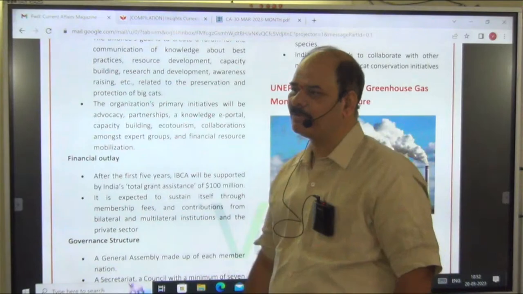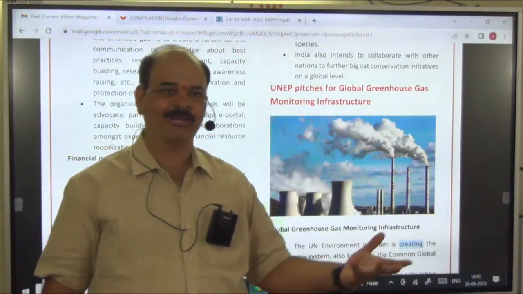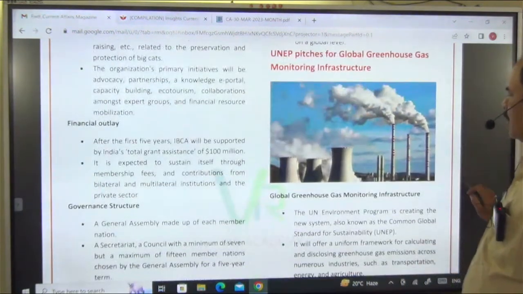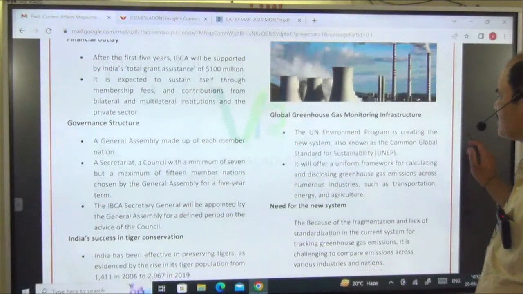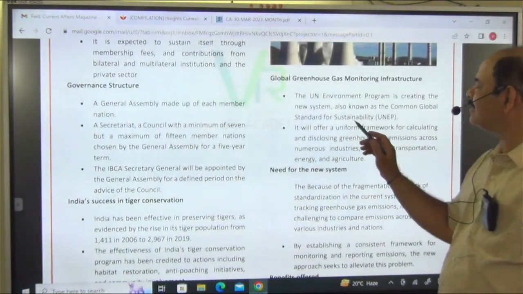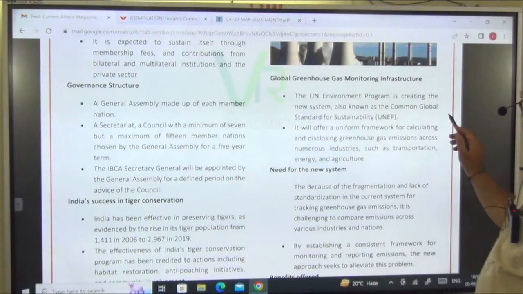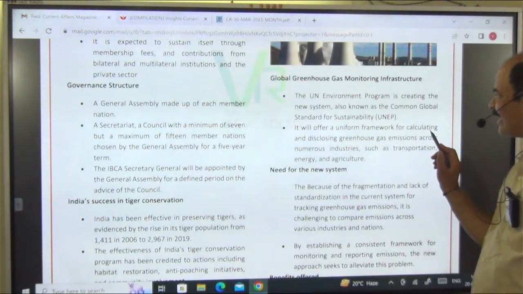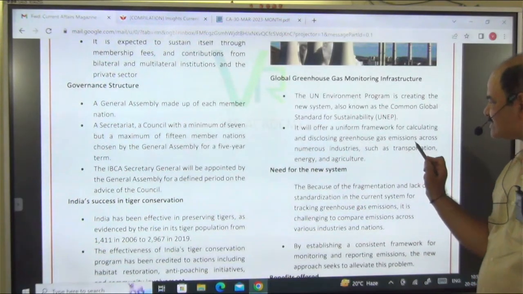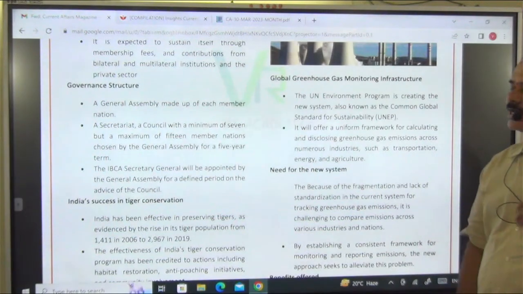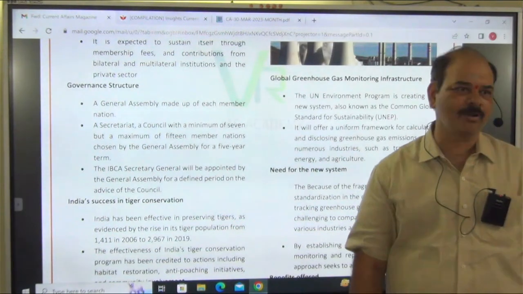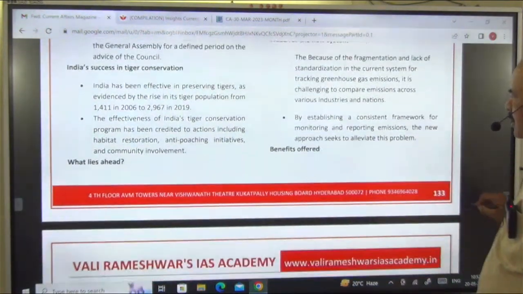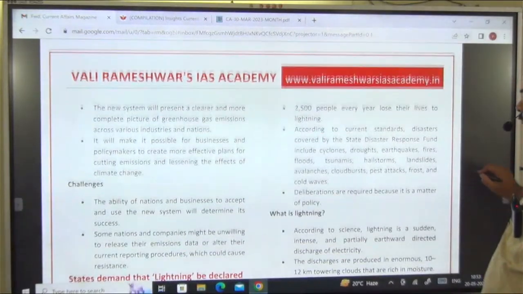But the problem is, it may be costly and all the countries may not be able to offer further. Global Greenhouse Gas Monitoring Infrastructure. The UN Environment Program is creating the new system, also known as the Common Global Standard for Sustainability. It will offer a uniform framework for calculating and disclosing greenhouse gas emissions across numerous industries, such as transportation, energy, like thermal plants, etc. And by which we can address the issues. Okay?